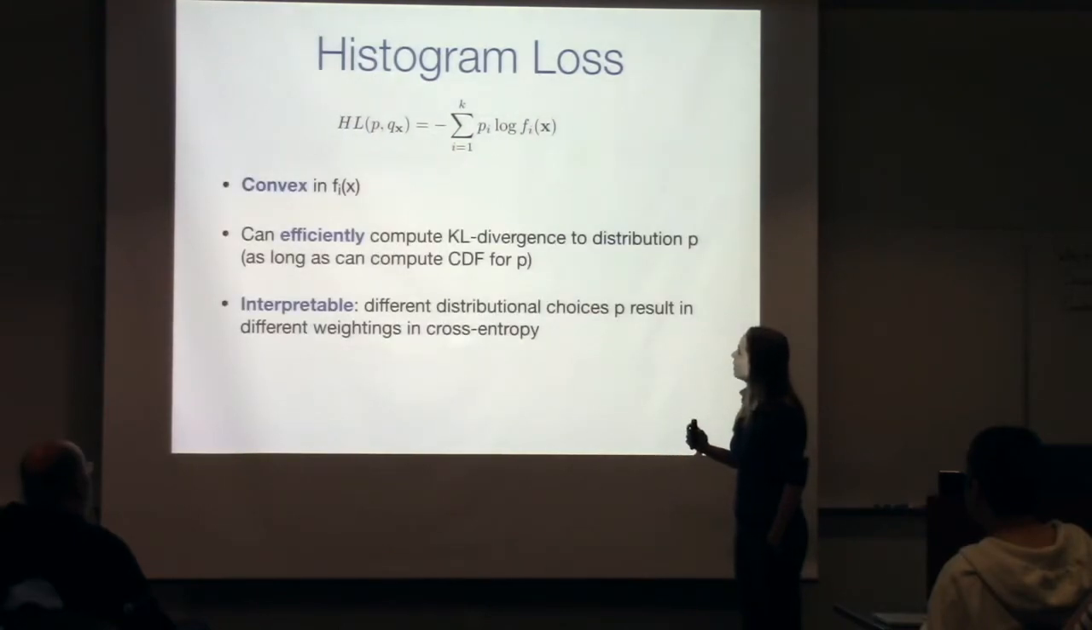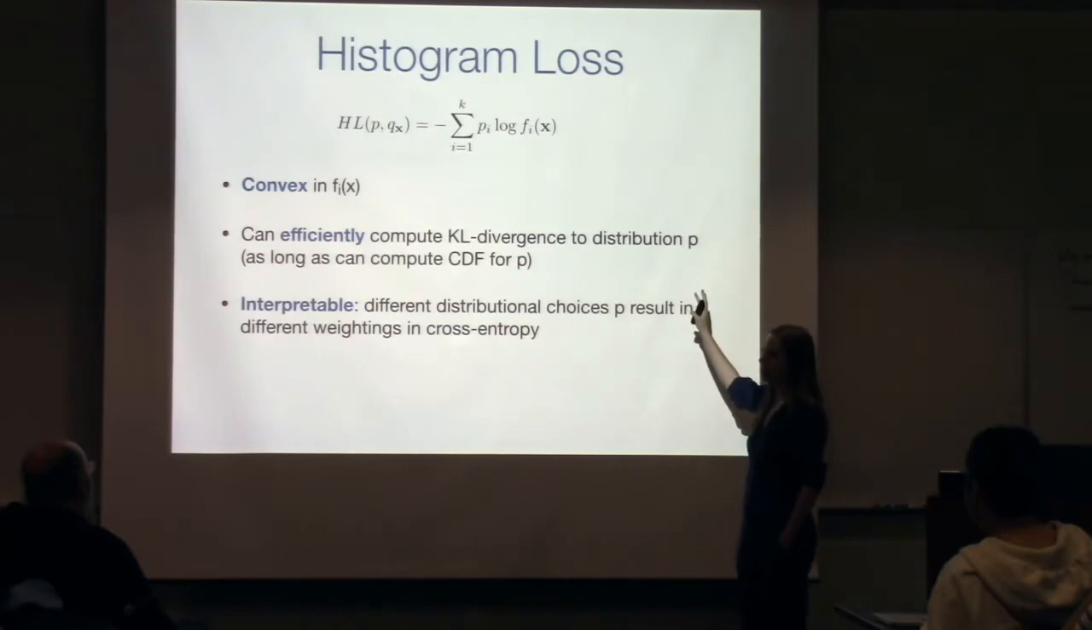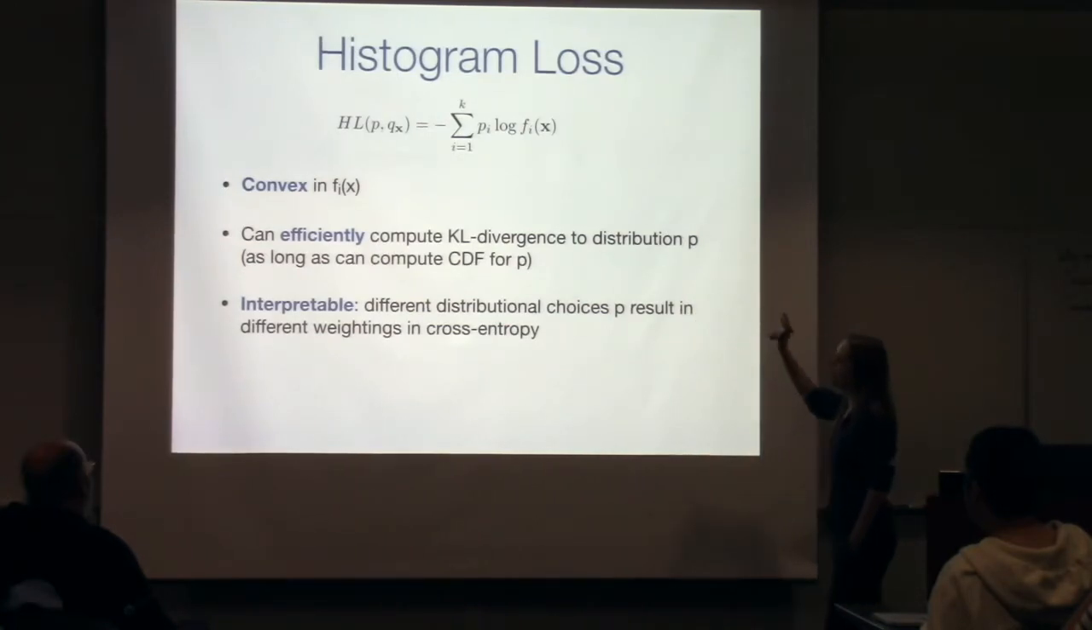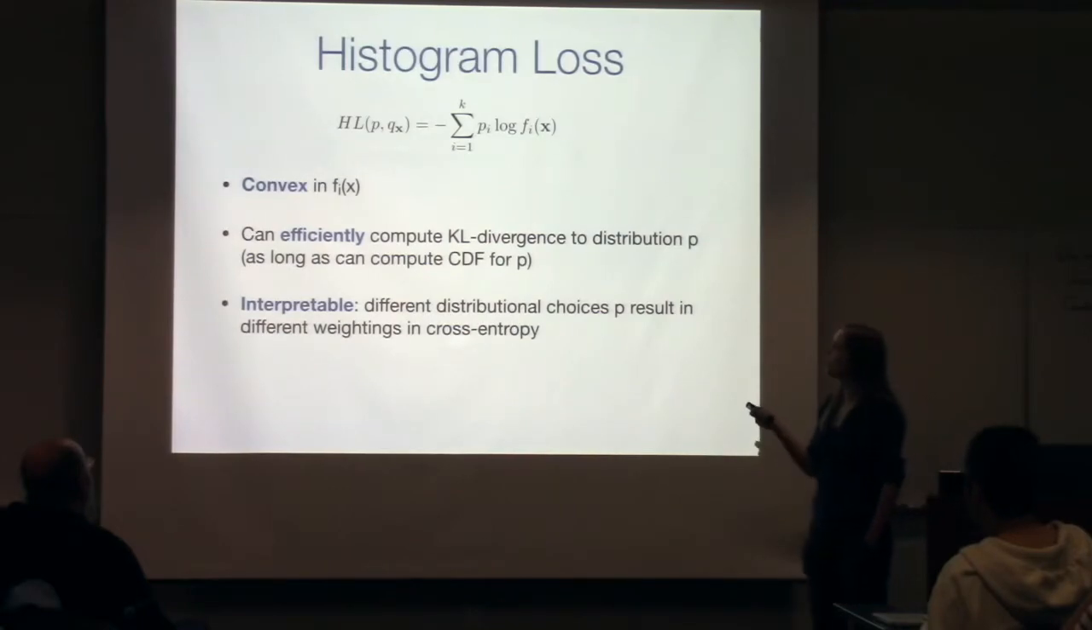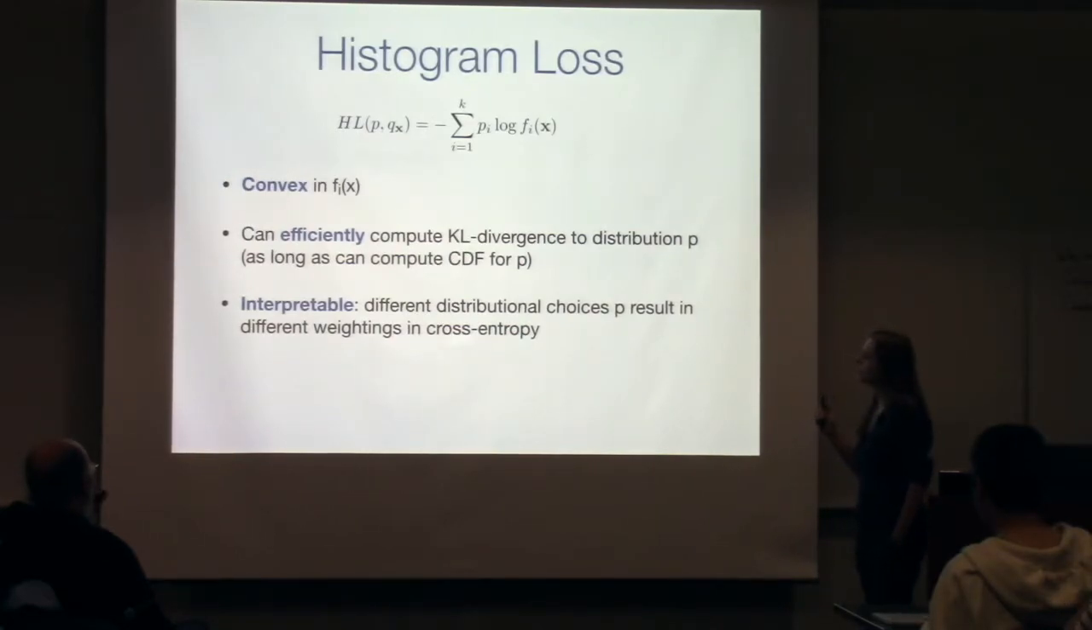Okay, so I'm going to give you an example. But before I give you an example of what this loss looks like, I just want to mention a few reasons why I think this is an important restriction and why this loss is useful. First, it's convex in the parameters that we're going to care about, so it's convex in this Fi. It is efficient to compute as long as you can compute this CDF for the true probabilities P.